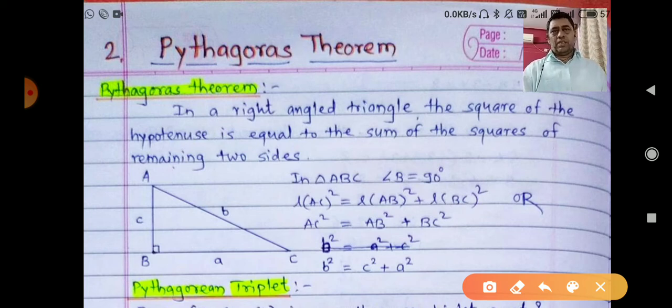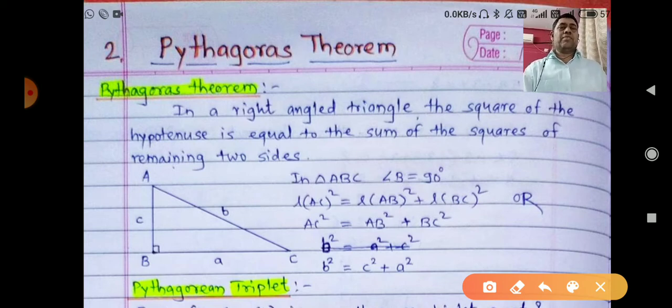We know what is Pythagoras Theorem. In 8th standard we learned the Pythagoras Theorem. What is this? We know there is a right angle triangle. One angle is 90 degrees, then it is called a right angle triangle. I take here triangle ABC. In that, angle B is 90 degrees.